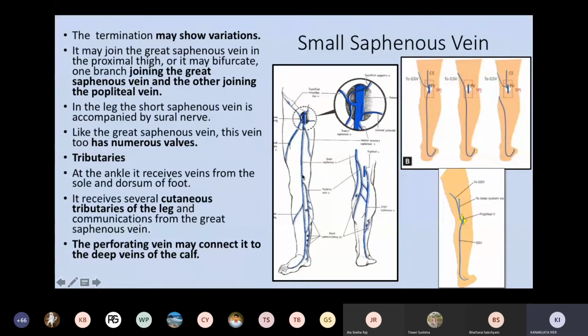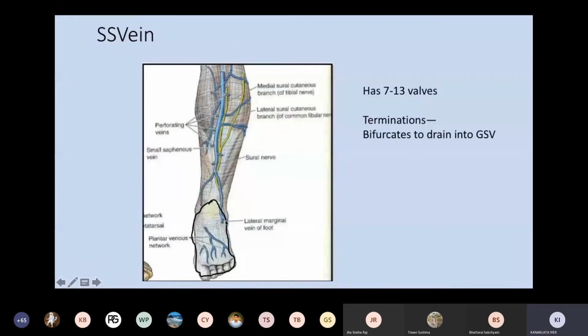Now, I have put this diagram because it shows the connections between the short and the great saphenous vein. This is the great saphenous vein. This is the small saphenous vein, and then there are these direct and indirect communications. So here you can see this is the sole. So you can see the short saphenous vein with the sural nerve. This is the sural communicating.